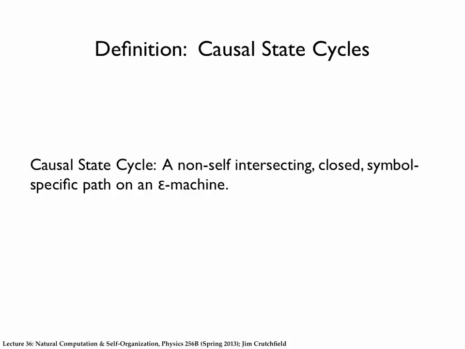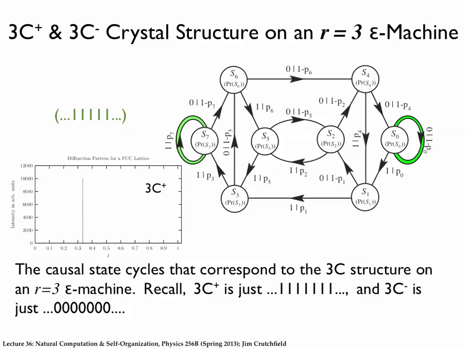Let's look at what the 3C structure looks like on an R equals 3 epsilon machine. So here it is. Let me remind you, this is what the diffraction spectrum looks like. This is what the crystal structure is in terms of the Hägg notation, and this is what it looks like on an R equals 3 epsilon machine. The first thing you can notice is we don't really need R equals 3 to describe it, but it turns out useful because we're going to consider disordered cases where we really will need these other causal states.